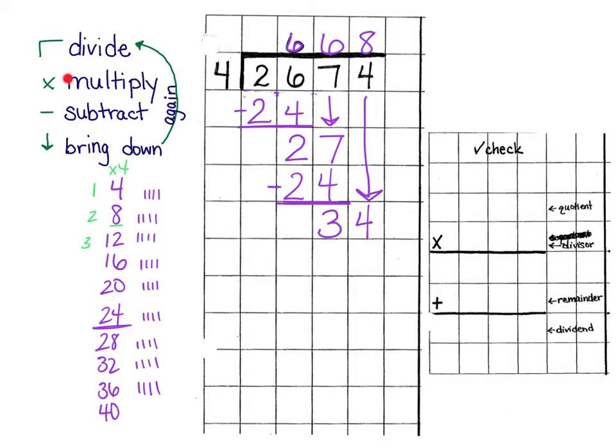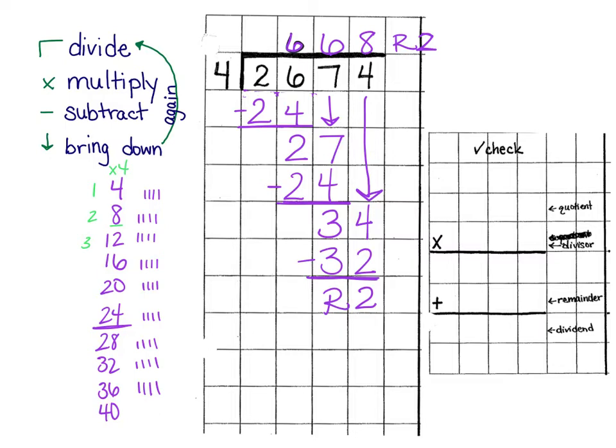Then we say, after we divide, we multiply. 8 times 4 is 32. And then we subtract. 4 minus 2 is 2. Can we bring down? No, we can't. There's nothing else to bring down. So we know 2 is our remainder. Remainder of 2.